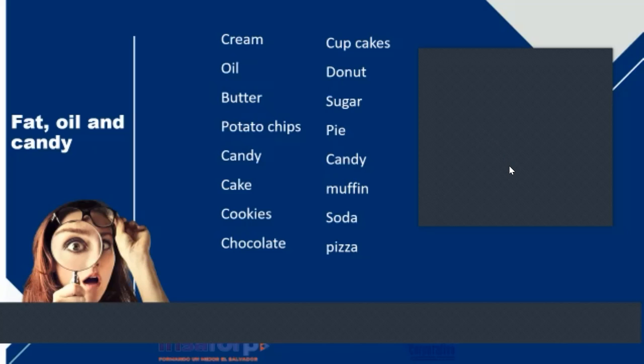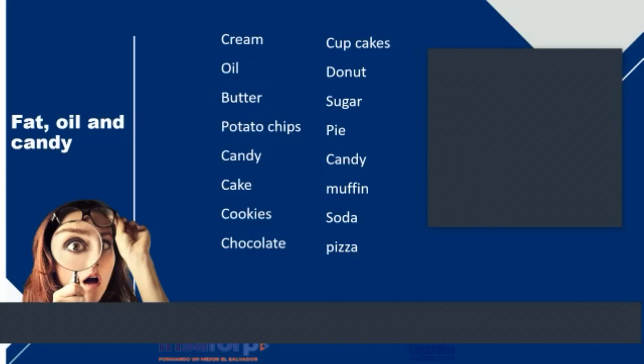I like pizza and soda. Okay. Let's see Maria Cruz Cabrera. I like pizza and I like pie. Thanks a lot. I like pizza and I like pie. Apple pie. Karen Jimenez? I like chocolate. Okay, chocolate.